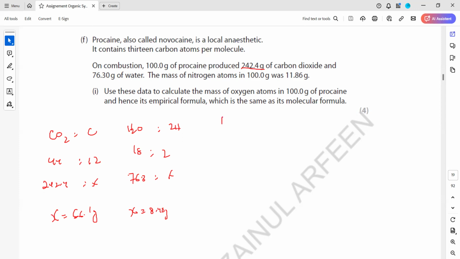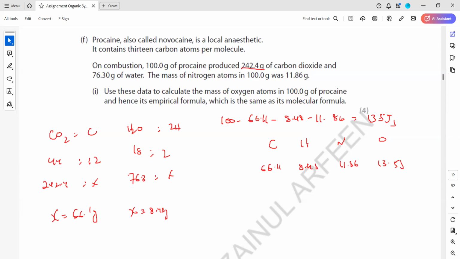How we work out the oxygen: total mass is 100 minus the mass of carbon, which is 66.11, minus the mass of hydrogen 8.48, minus the mass of nitrogen, which is 11.86. So when you simplify, you get the mass of oxygen, which is 13.55. So now we get the mass of each in 100 grams. Carbon is 66.11, hydrogen is 8.48, nitrogen is 11.86, and oxygen is 13.55.